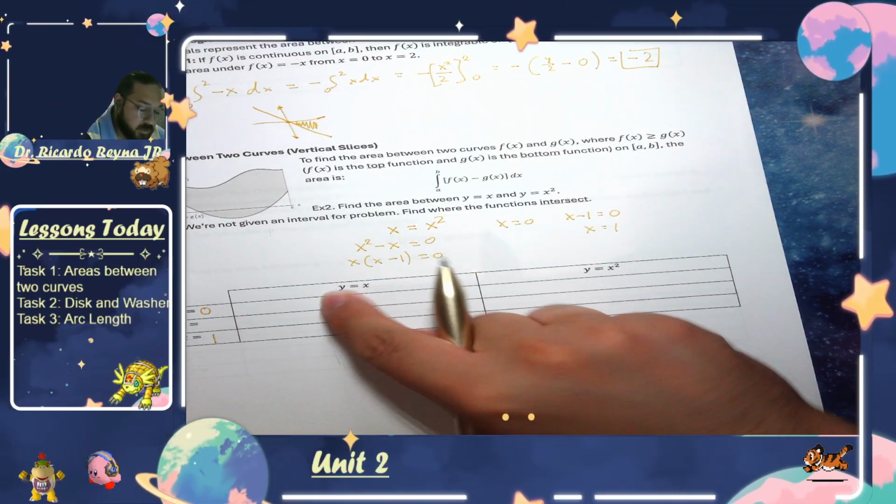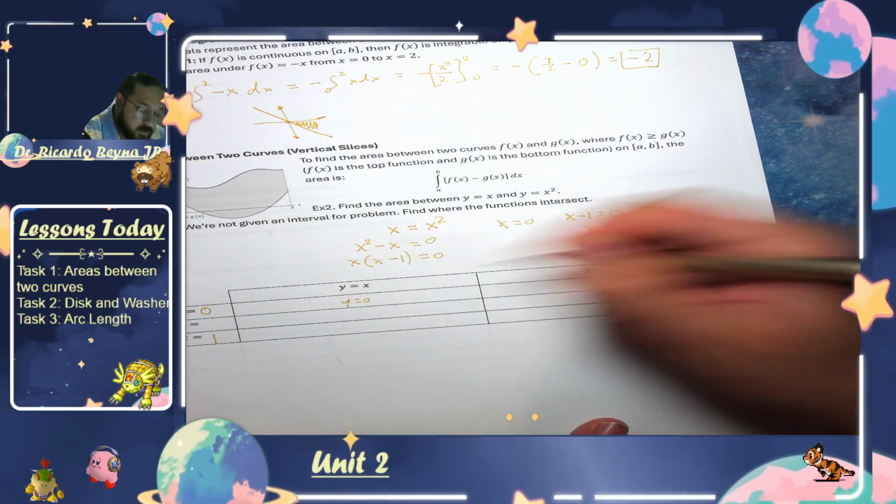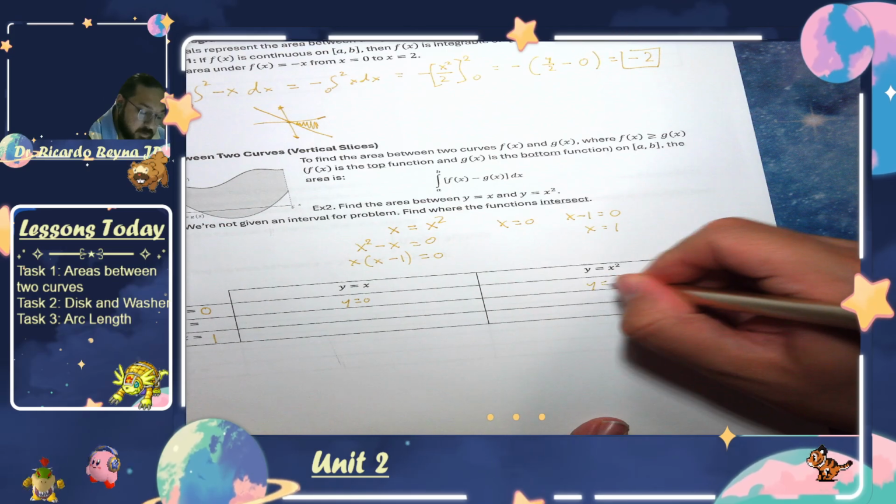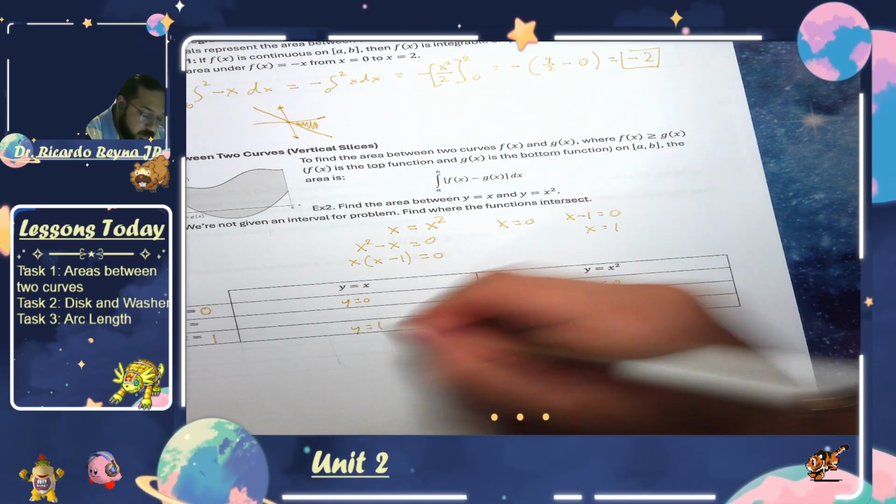Let's double check that. When x is 0, y is 0. When x is 0, x squared is 0, y is 0. And similar things for 1.